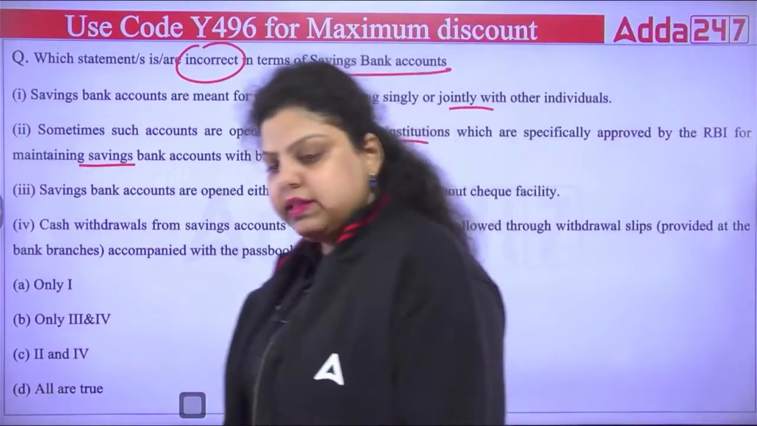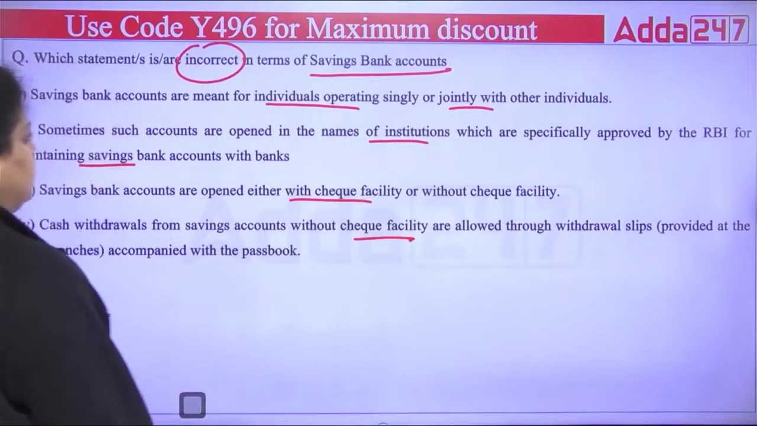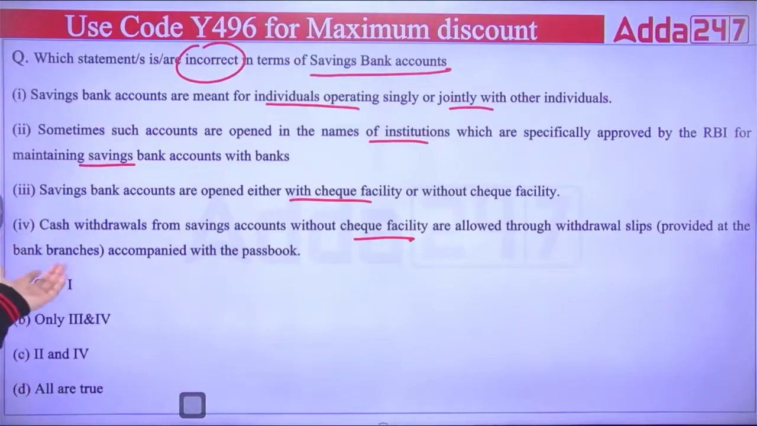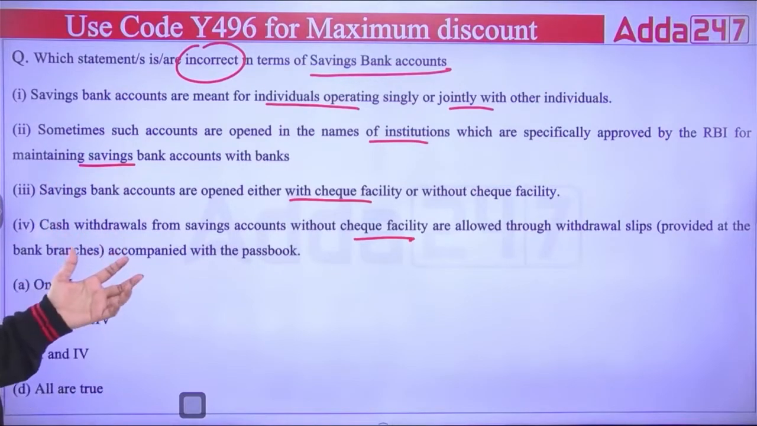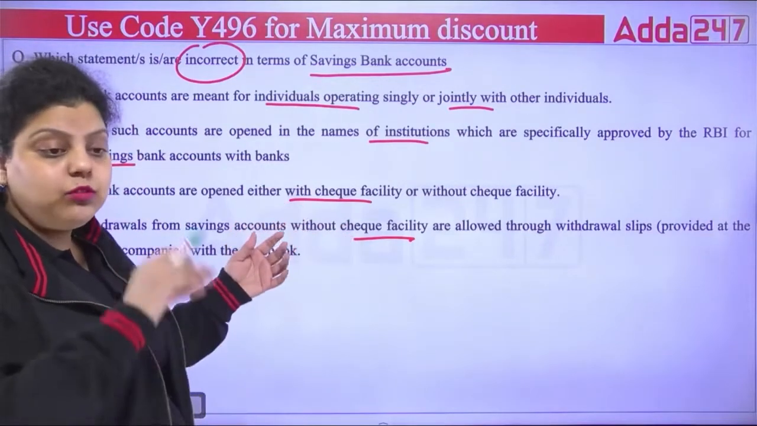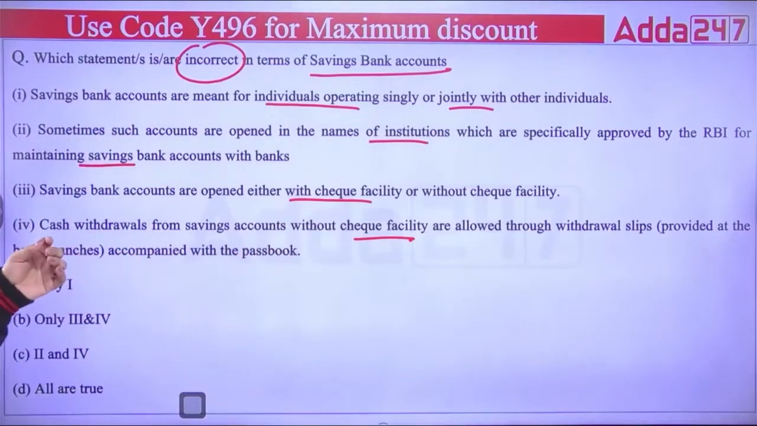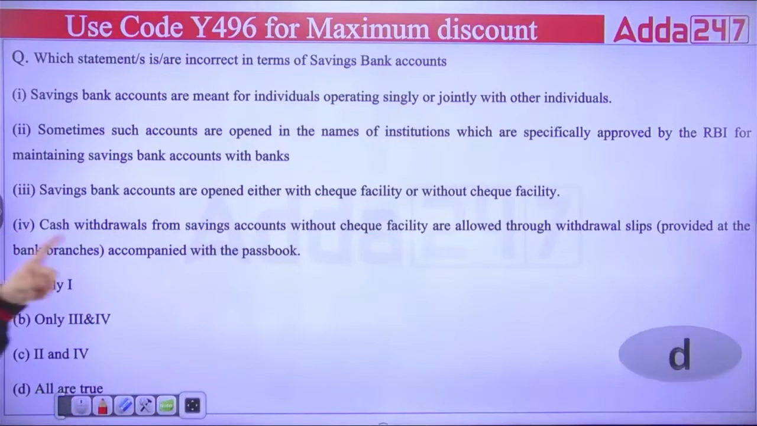Okay, and the right answer is very good, all are true, and none of them is incorrect. First is correct that savings bank account are meant for individuals. Second is also correct that it can be opened in the names of institution when RBI allow in the special cases. Third is also correct, with check or without check facility you can allow the customer to have a savings account, and the cash withdrawal can be done without check facility. It will be allowed at the branches by filing the withdrawal slip. You can withdraw your money. So the right answer will be all are true. Right option is D option.